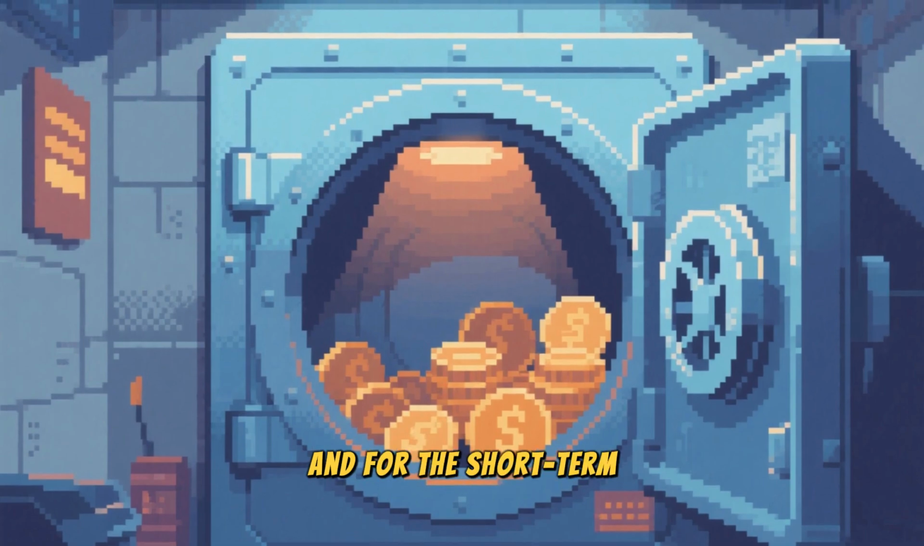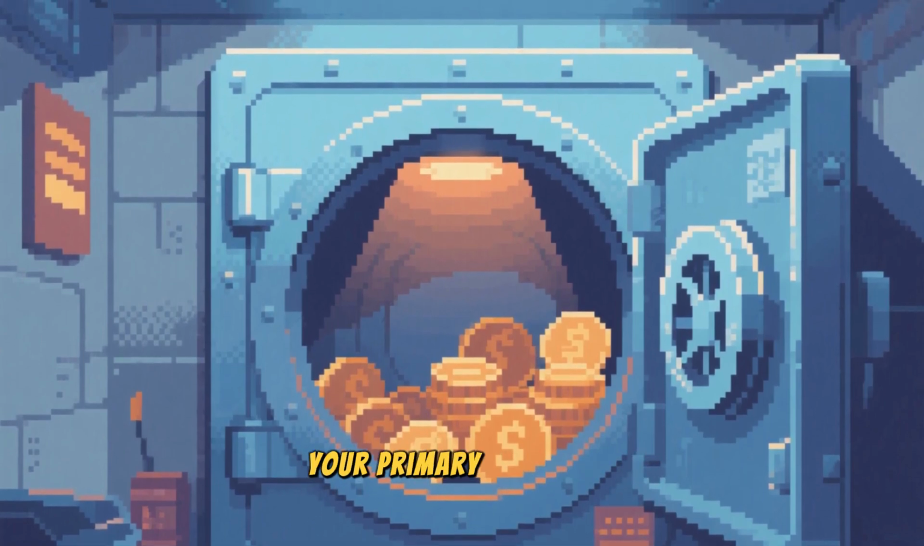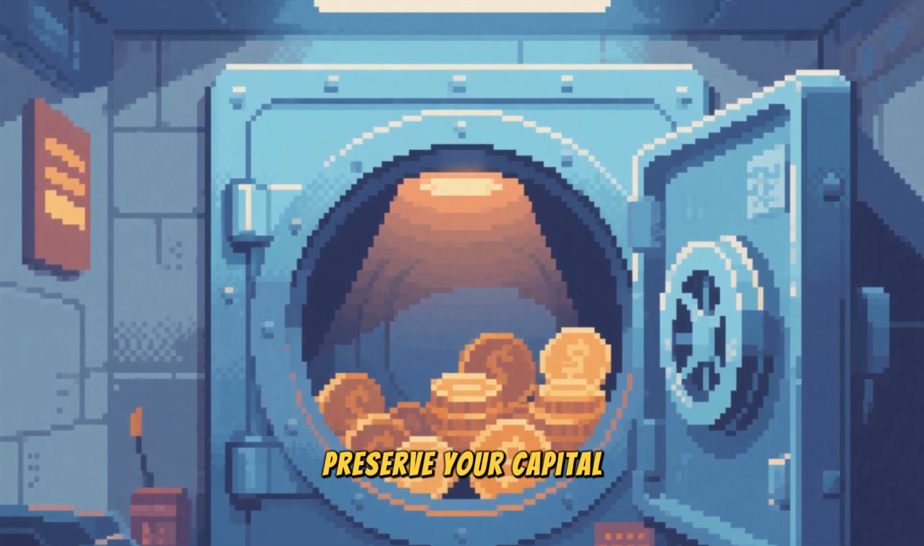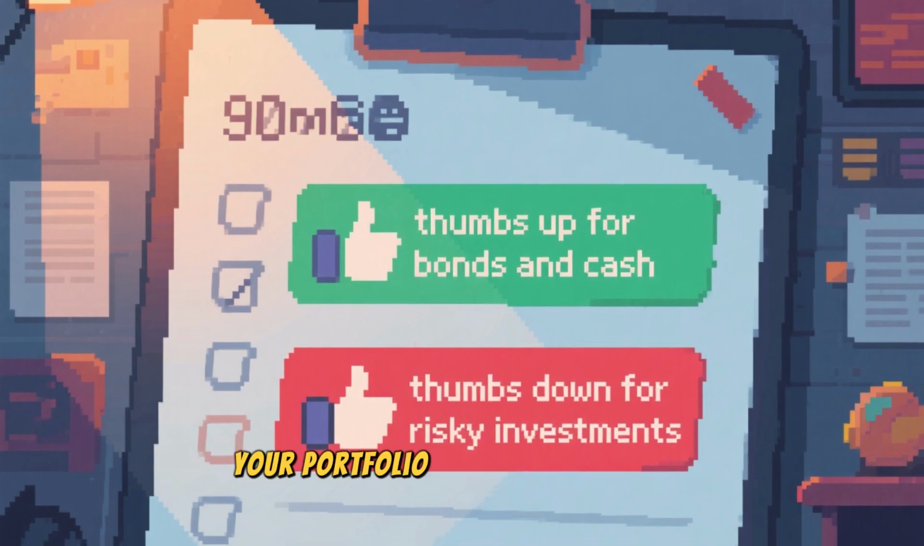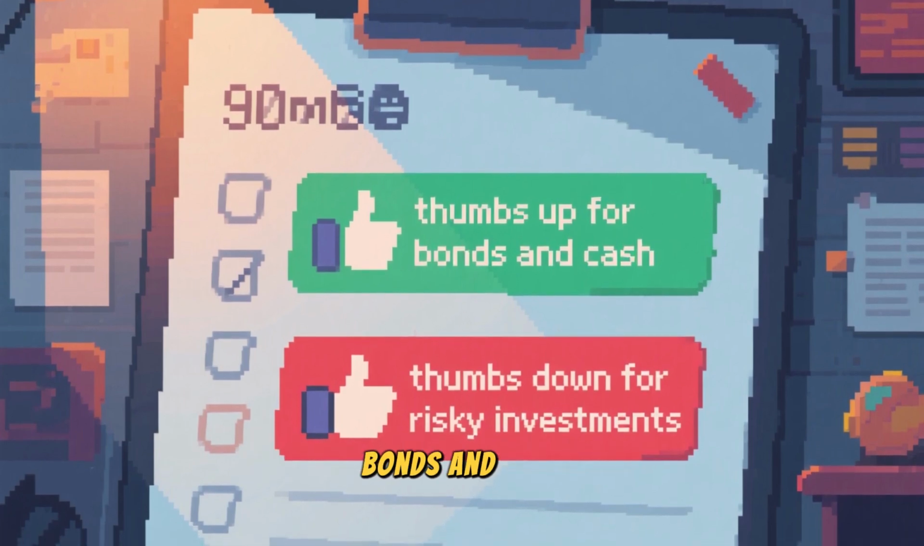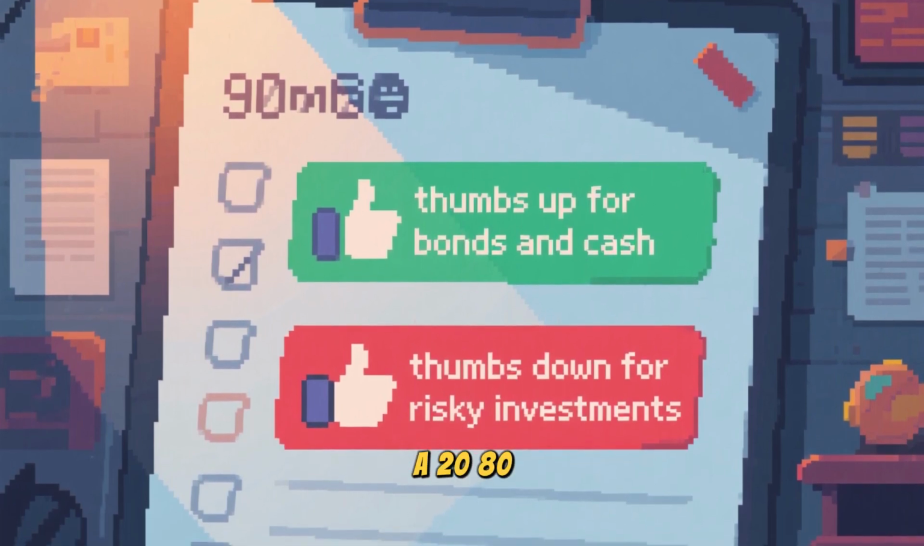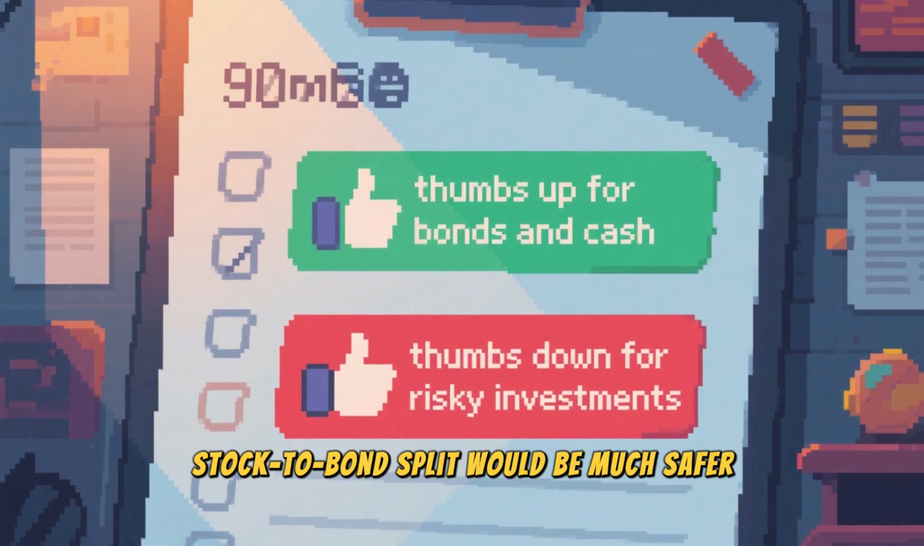And for the short term, meaning less than 5 years, your primary goal is to preserve your capital. You can't risk it. Your portfolio should be mostly in bonds and cash. A 20-80 stock-to-bond split would be much safer.